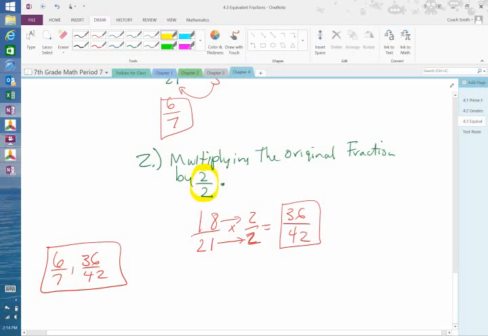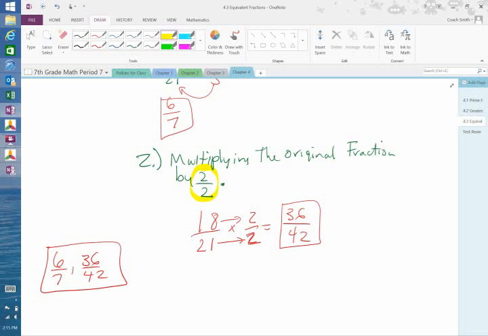Now, understand that I could pick any number for 2 over 2. I could say 10 over 10. Or I could say 20 over 20. I could say 100 over 100. It doesn't matter as long as the fraction's equal to 1. For our purposes, we're always going to use 2 over 2 when we're creating an equivalent fraction by multiplying. Because here's why. Tomorrow when we come into class, Quade could have used 3 over 3. Brandon could have used 5 over 5. Jacob could have used 10 over 10. And so now we've got 3 different answers for the second fraction.